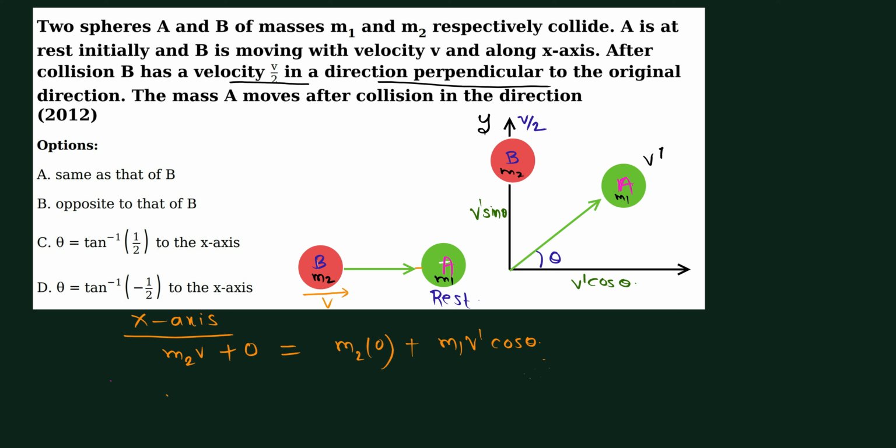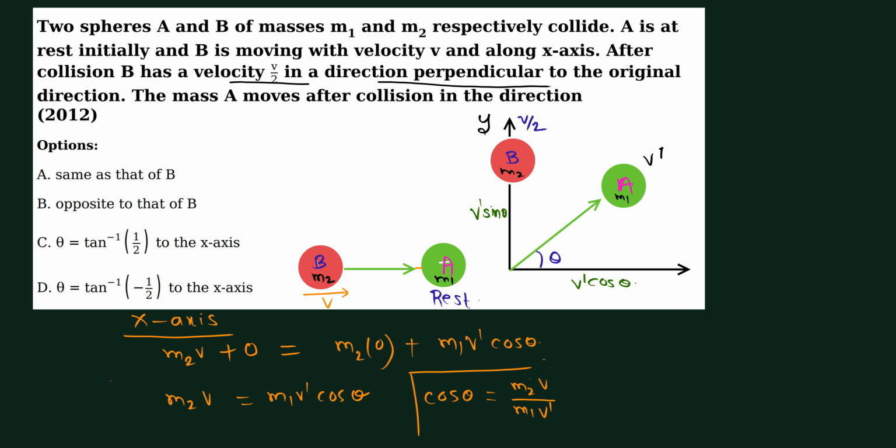So finally we will get here m2 into V equal to m2 into 0, which is 0, plus m1 V dash cos theta. So cos theta equal to what will you get here? Cos theta equal to m2v by m1 v dash. Okay, this is the cos theta value.